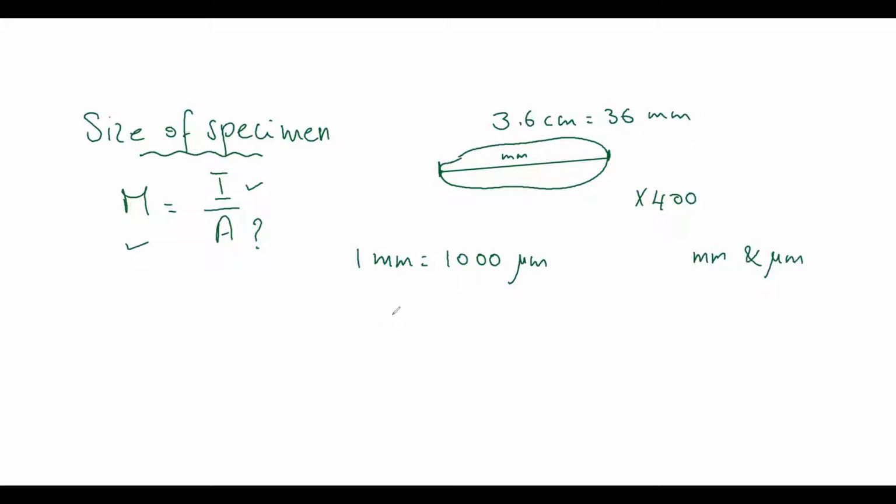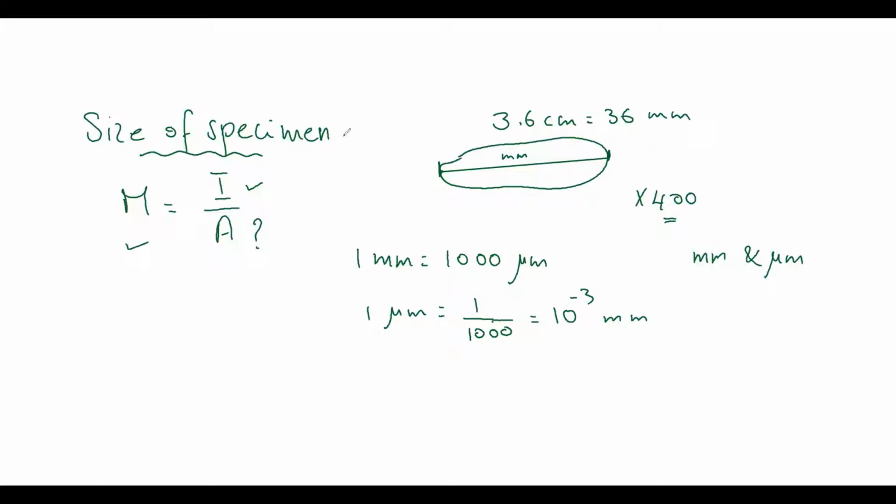Suppose they gave you a measurement in micrometers. So 1 micrometer equals 1/1000 of a millimeter, or we can say 10 to the -3 of a millimeter. This means that you already have the image size. You are going to measure it. They gave you the magnification. Then it's easy to get the actual size.